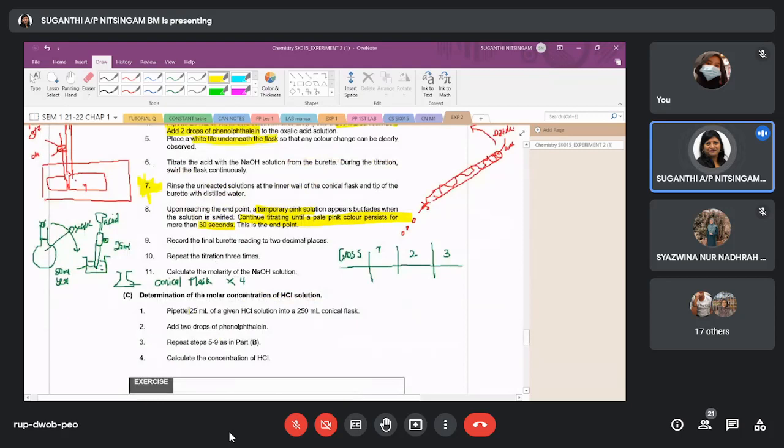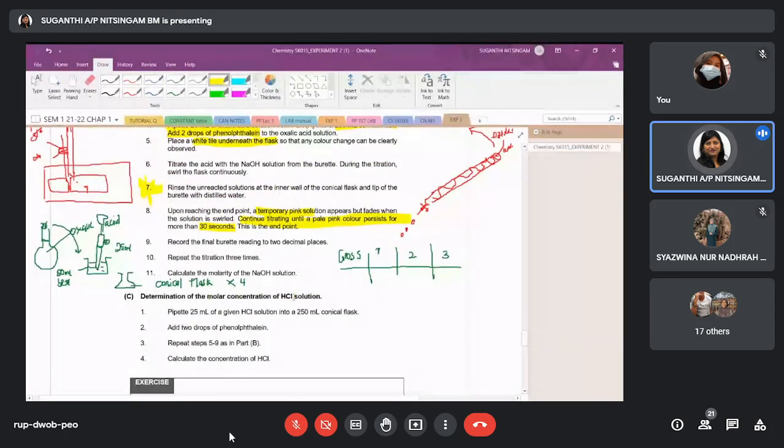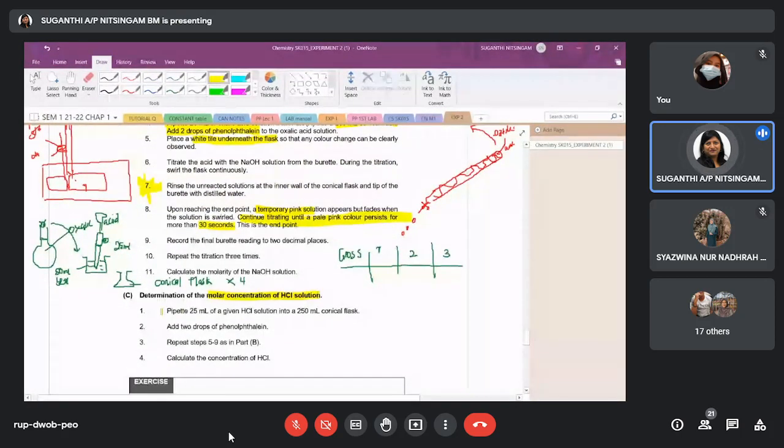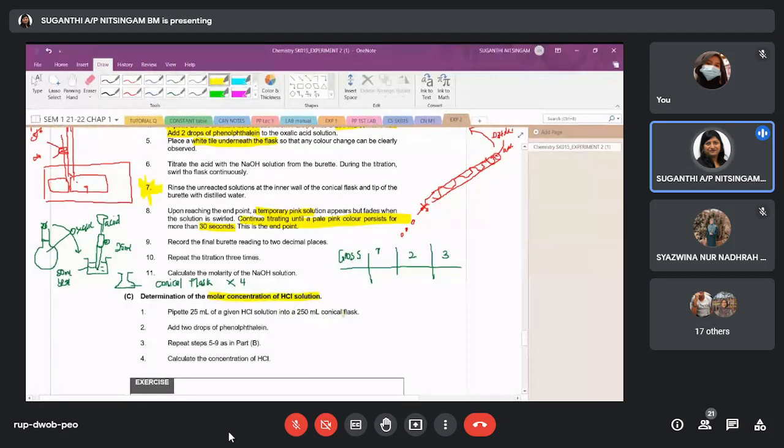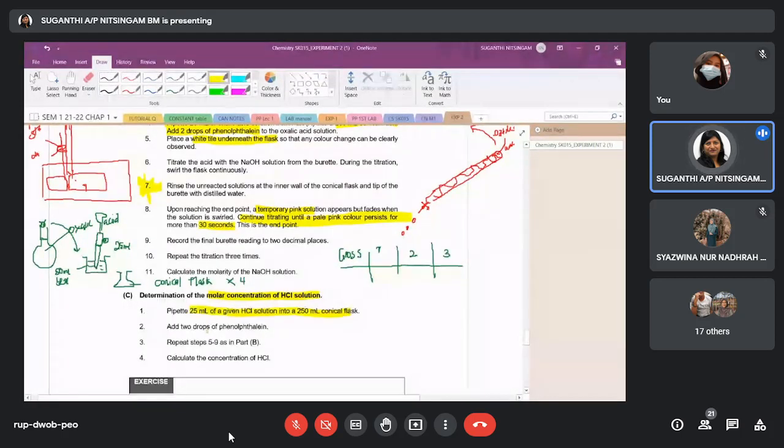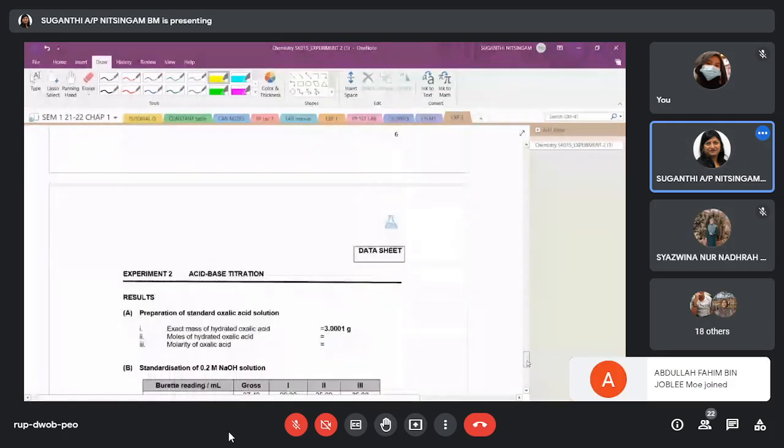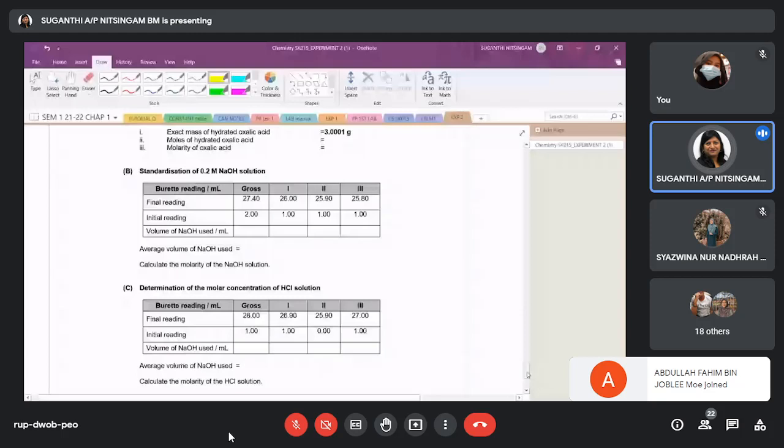Then the determination of the molar concentration of HCl. For this we pipette 25 ml of the given HCl. This is already in the delivery. Into a 250 ml flask, again the same thing. Add 2 drops and then you titrate until it changes color. See, this is the reading.